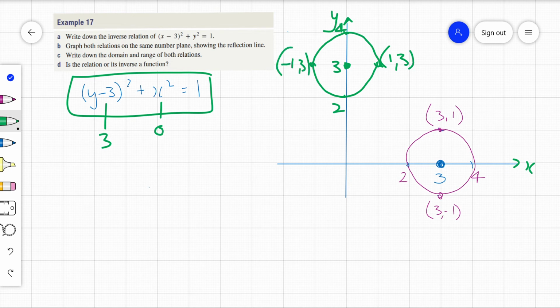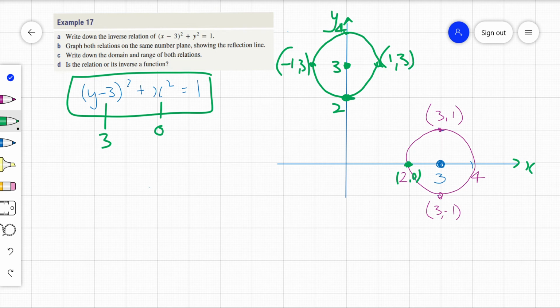All right, so you can pick points as well and reverse them because our x's become y's. So for example, this point here on the curve is (2, 0). And if I swap them, I get (0, 2), which becomes this point here. So this point here becomes this point.